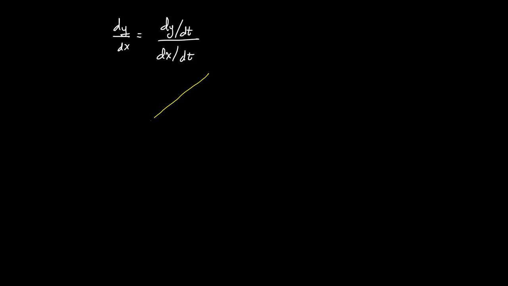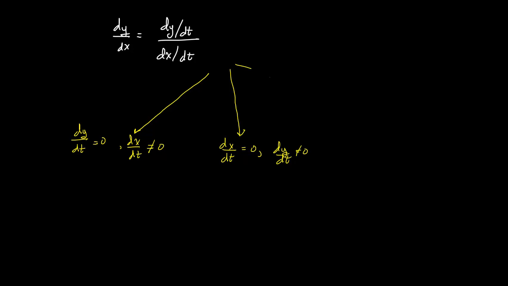I like to look at what happens in several circumstances. First, when dy/dt equals 0 but dx/dt does not equal 0. Second, when dx/dt, the denominator of the derivative, equals 0, but the numerator does not equal 0. And last, when both the derivative numerator and the derivative denominator equal 0. These are the three cases we have when it comes to finding derivatives of tangent lines.